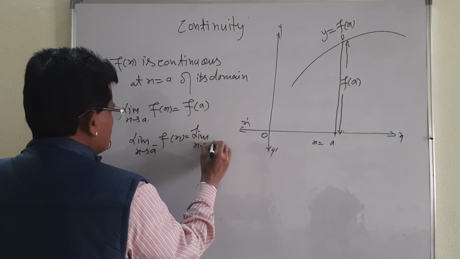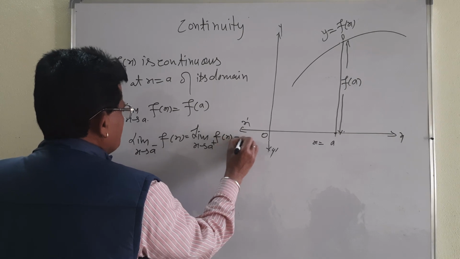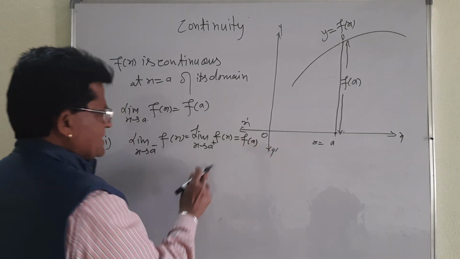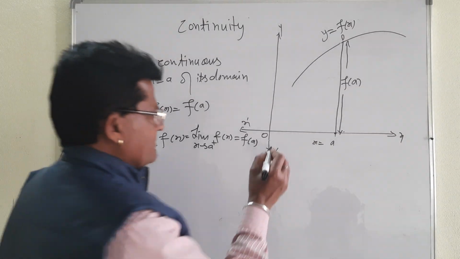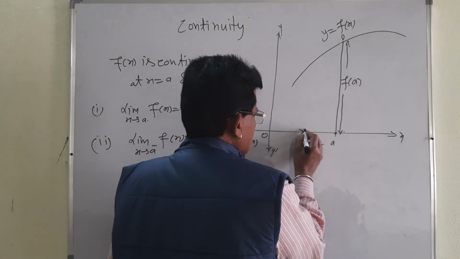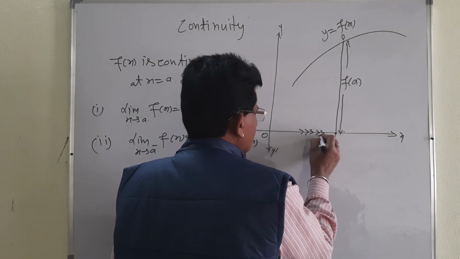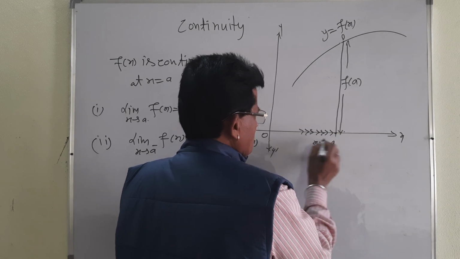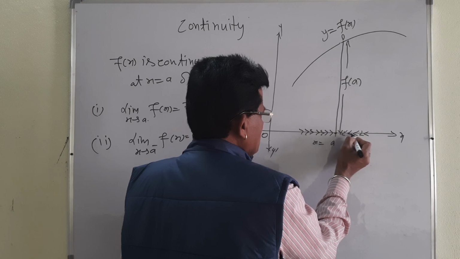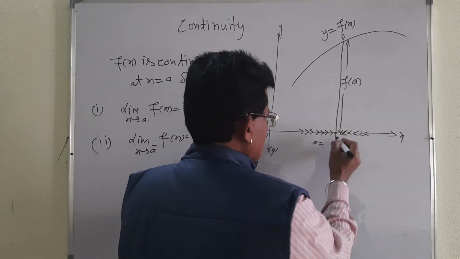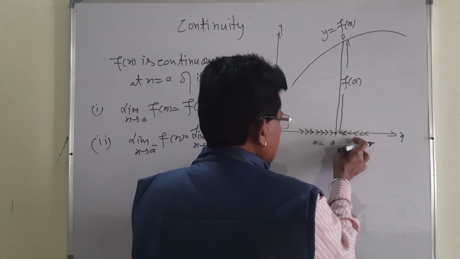Right limit of f(x), and that should be equal to f(a). Then only the function will be continuous, otherwise the function will not be continuous. What does it mean? Suppose you start from here and approach towards a from the left side, approach from the right side towards a. That will be the left limit, that will be the right limit.